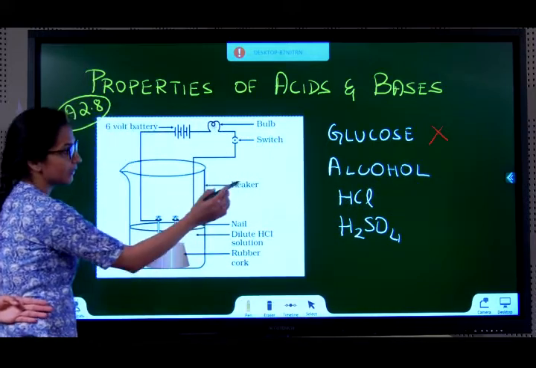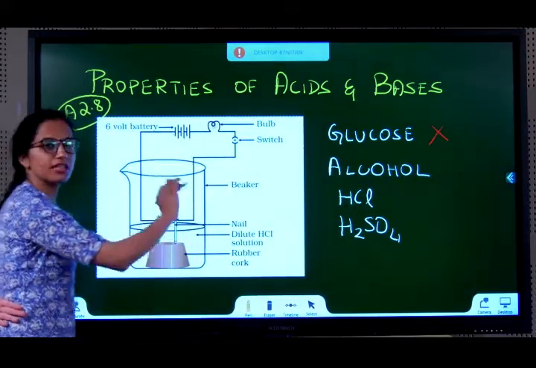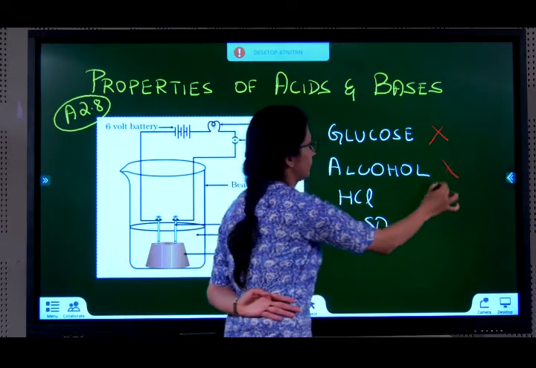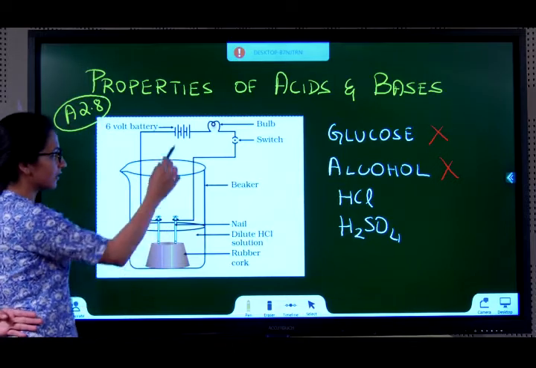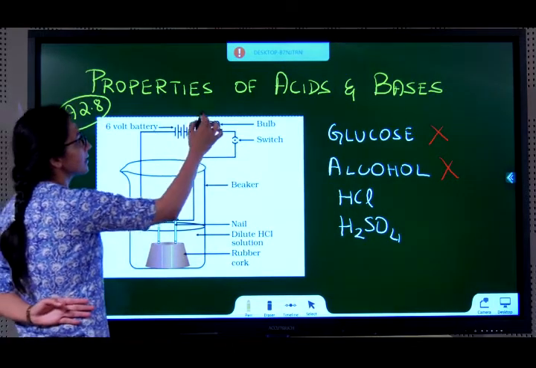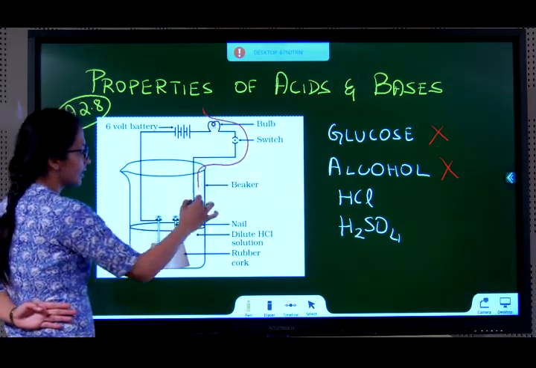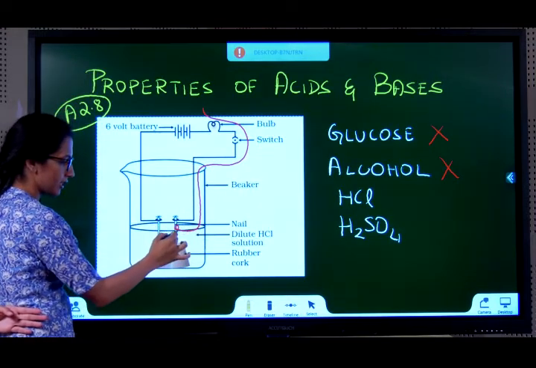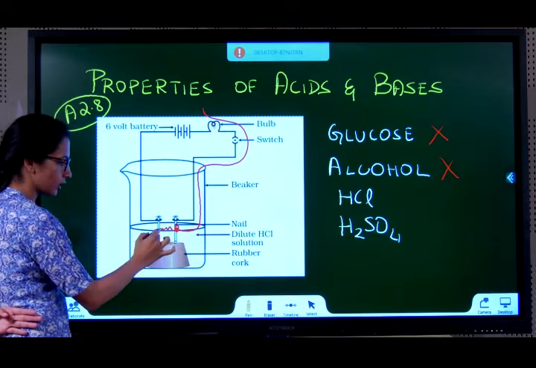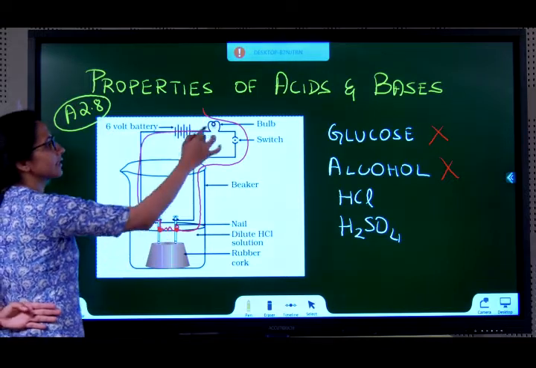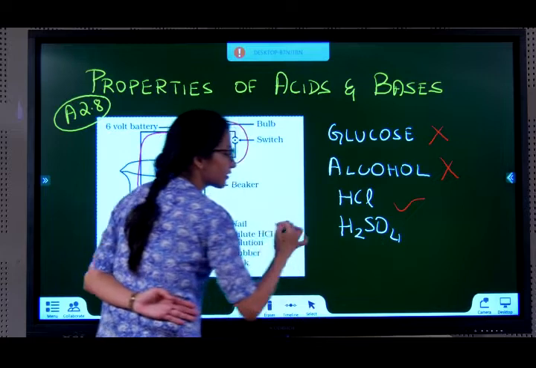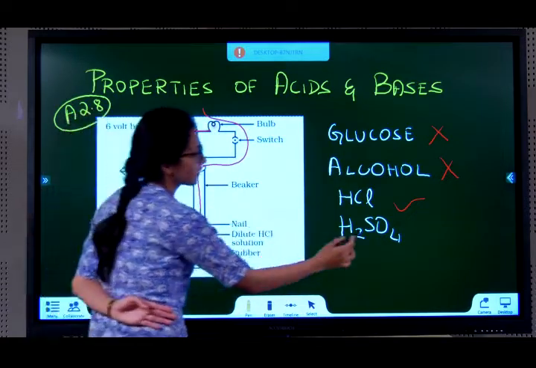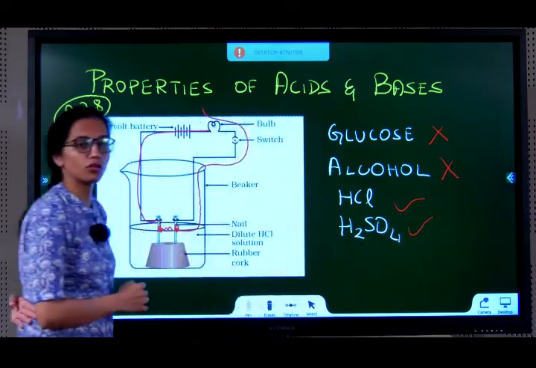When we take alcohol, again you see that the bulb does not glow. When we take hydrochloric acid, you will see that the bulb is glowing. That means current is flowing from here, through this nail, through the solution, going to this nail, and the circuit is completed, so the bulb glows. Even with sulfuric acid solution, you will see that the bulb glows.